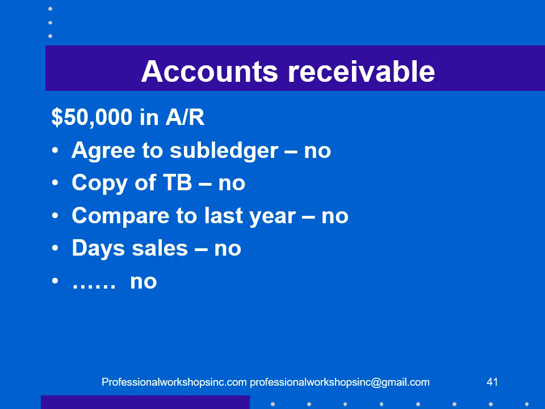Now, for instance, the client provides us with some information and they say, here's $50,000 in accounts receivable. Do we agree it to a subledger? No. Do we retain a copy of the trial balance in the file? No. Do we compare it to last year? No. Do we do an analytical procedure like days sales in receivables? No. Do we do any other work? No.